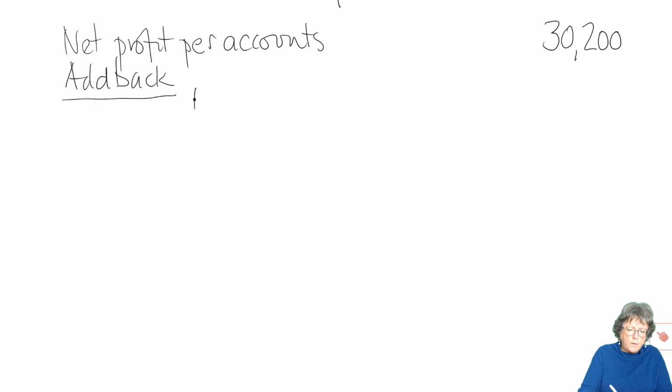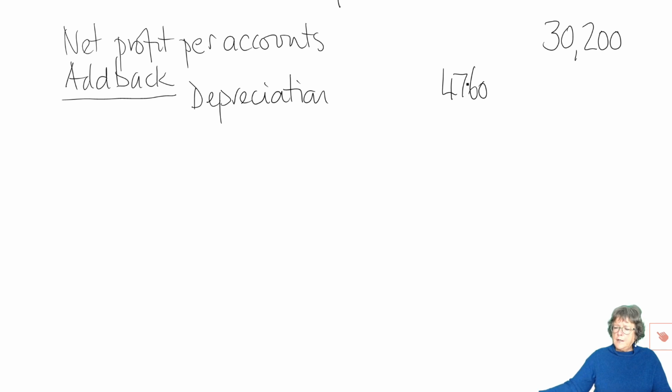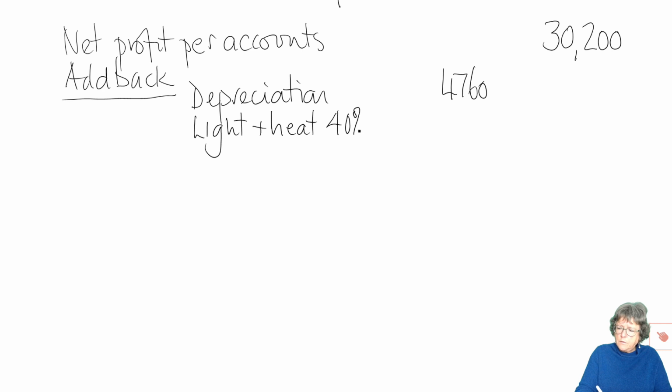And then we are going to add back all the various aspects that we have just talked about. First one, before we get to the notes, depreciation, 4,760. Normally what we do is you deal with them right from the start. Note 1, note 2, note 3, note 4. Deal with them like that. Tick them off as you're doing. So, light and heat. If you remember rightly, 40% of that needs to be added back because he lives in the flat above.